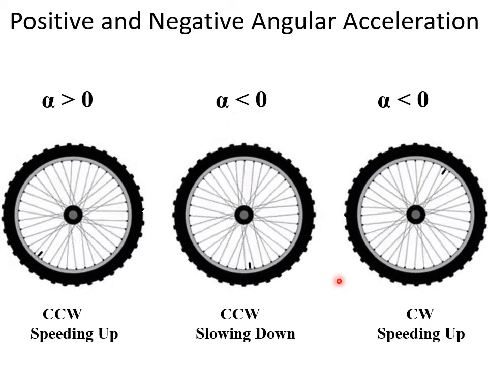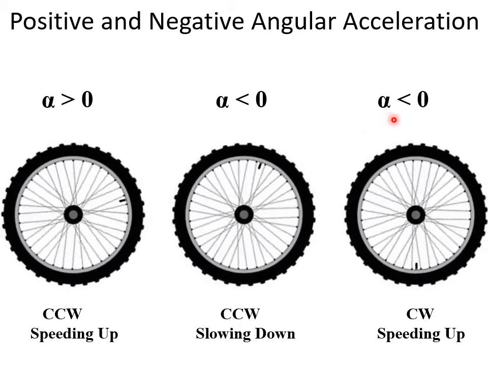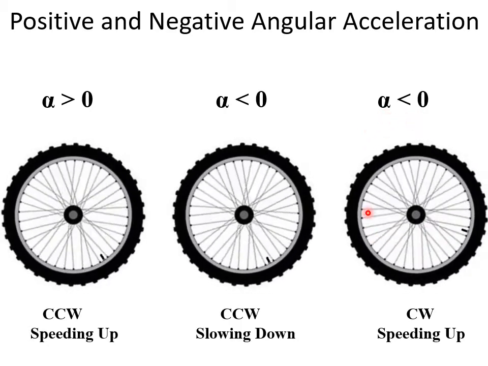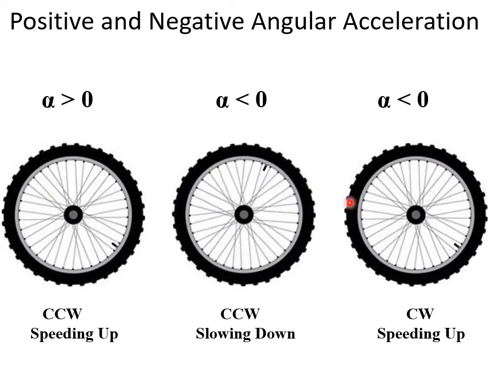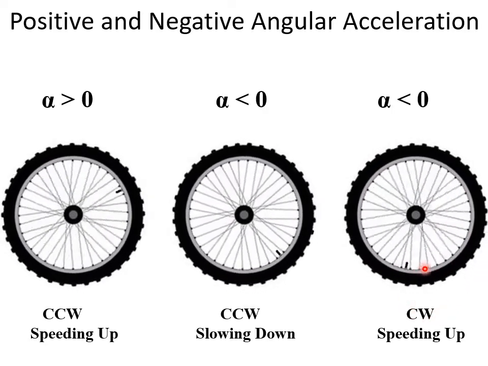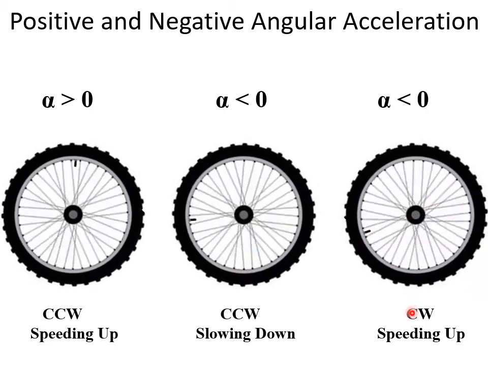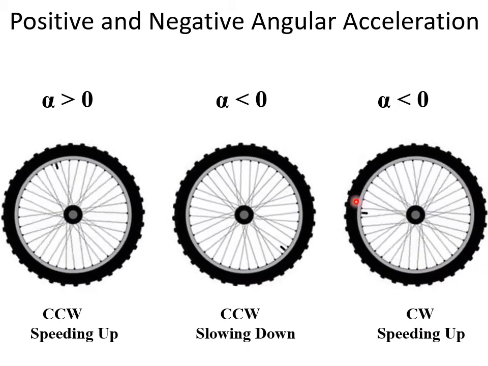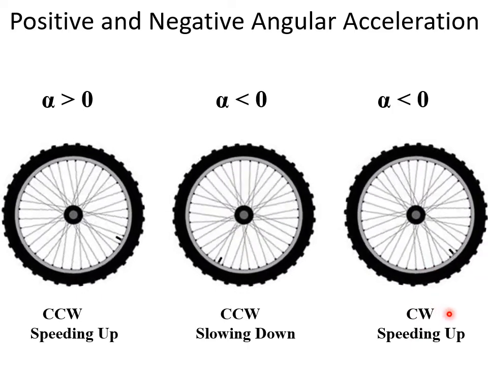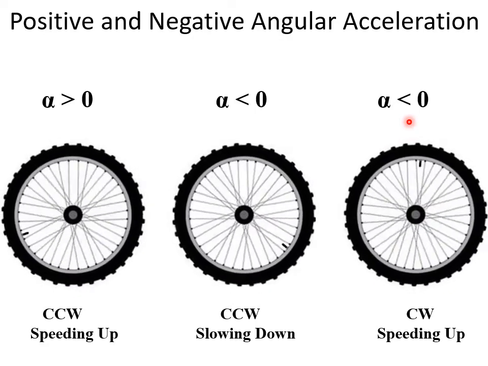There's another way to get negative angular acceleration, alpha less than 0, and that is if the object is rotating in the clockwise direction. Remember that this is, by definition, a negative direction. So if an object like this wheel is speeding up in its rotation in a clockwise direction, that's another example of a negative angular acceleration.